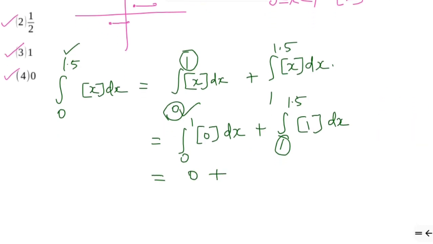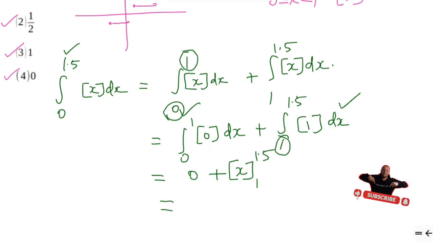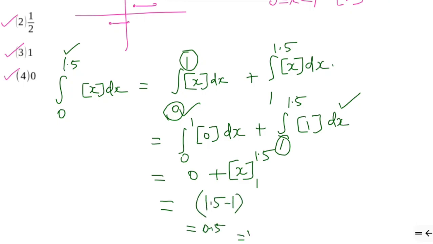Whereas the second integral we can integrate. That gives you x, with limits from 1 to 1.5. Now as usual, we find the difference, upper limit minus lower limit. That gives us 0.5, which is half. So our second option is the right option.